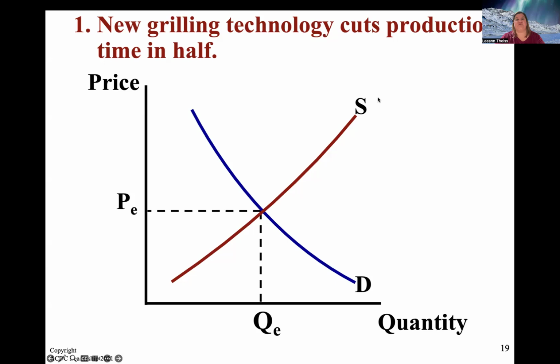Okay, so this says new grilling technology cuts production time in half. And so the question is, does that affect our ability to buy it or our ability to produce it? That's going to decide if we're shifting supply or demand. This is going to affect our ability to produce it, which means we're going to shift supply. Now, if we have new technology and it cuts the time in half, can we make more of it or less of it? We are going to make more of it. So the shifter for this one under supply is technology, and it is going to increase supply.